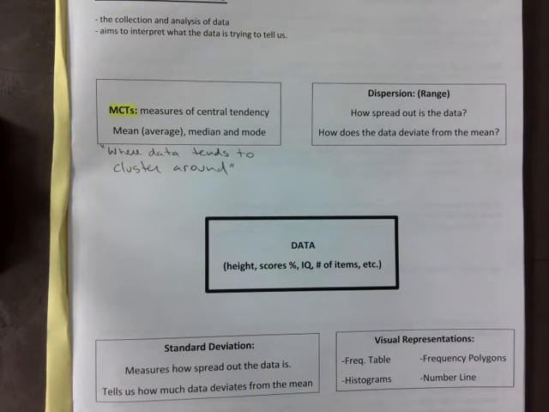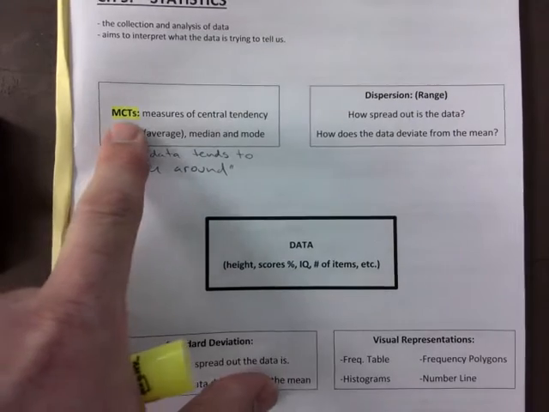When you're finding the mean, median, and the mode, you're trying to see, okay, if I took all of my data points, where would I see the most? Where would I see the data gathering around? Okay, that's what MCTs are trying to do.